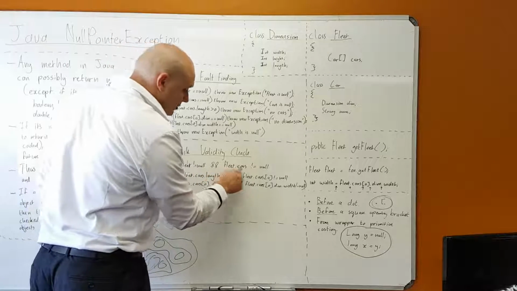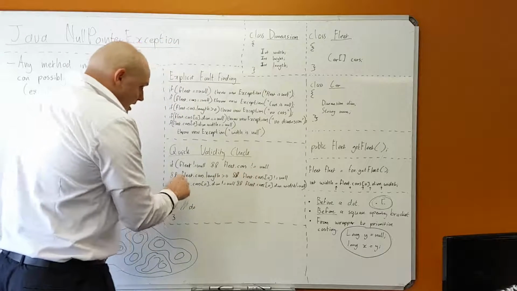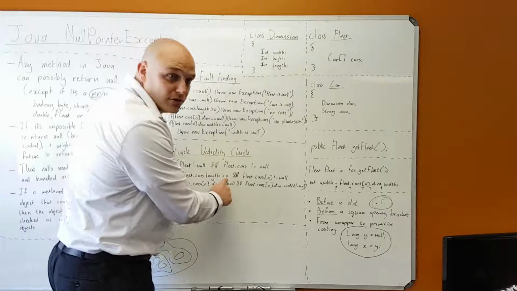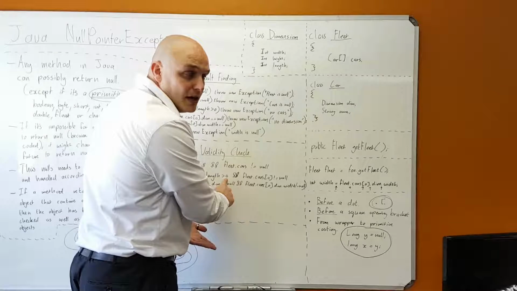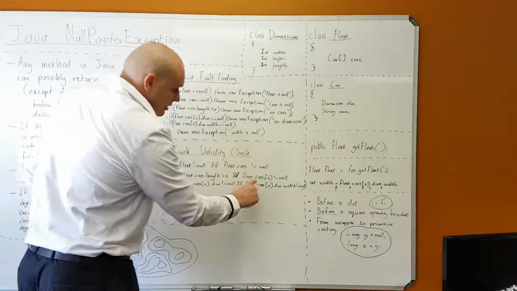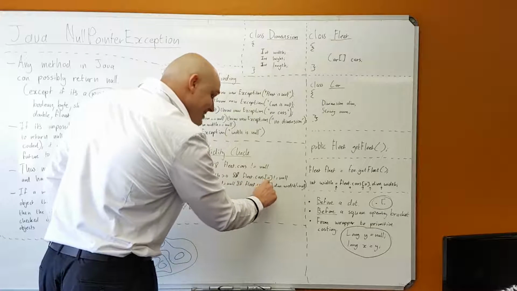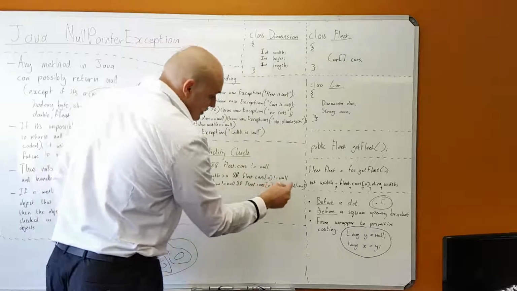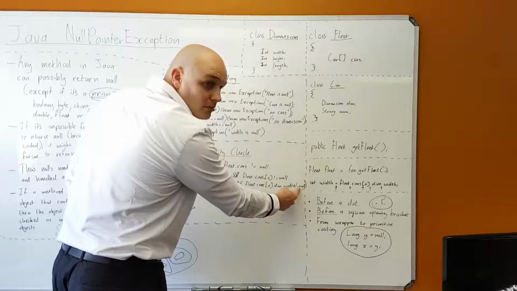Then I check if fleet.cars is unequal to null. Then I actually check if the cars array is bigger than null. So this is just to avoid an array index out of bounds exception. Then we check if that actual element inside the array is unequal to null. Then we check if dimension is unequal to null. Then we check if the width is unequal to null.